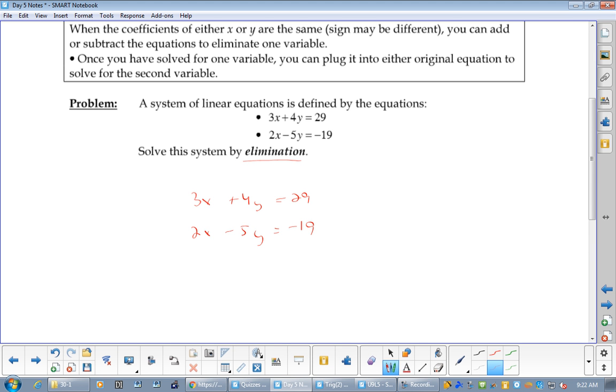I'm going to get a new equation. Okay? Now, if I added those two lines together, I would get 5x minus 1y and 10. Did I eliminate anything? Did I get rid of x or did I get rid of y? No. Okay? How about if I subtracted the top from the bottom?